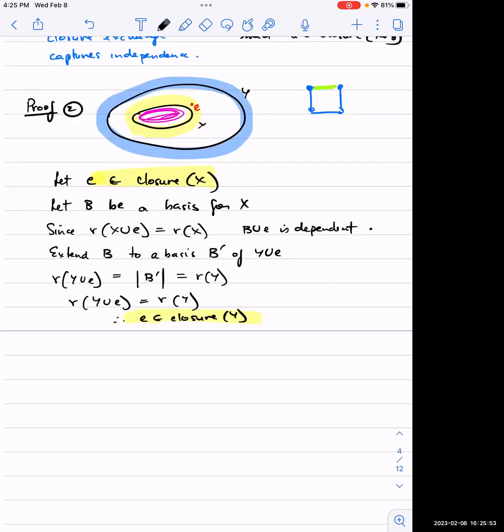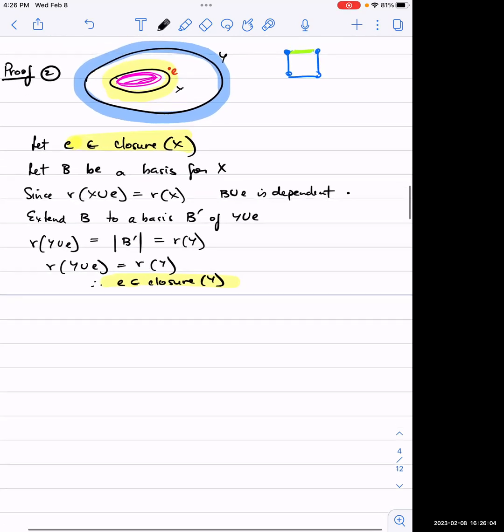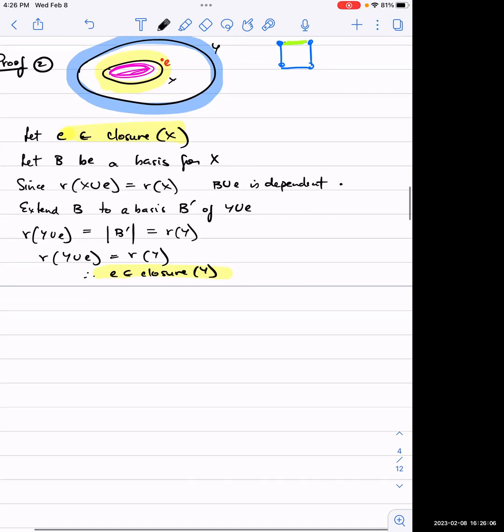How are we doing on time? 4:25. All right. So the next one would be to show that closure of the closure of X is equal to closure of X. And I think here I have to move to a slightly shorter notation. It's just that this thing does not look anything like the C and the L that it should be. So, all right. So one direction, let's do this way.